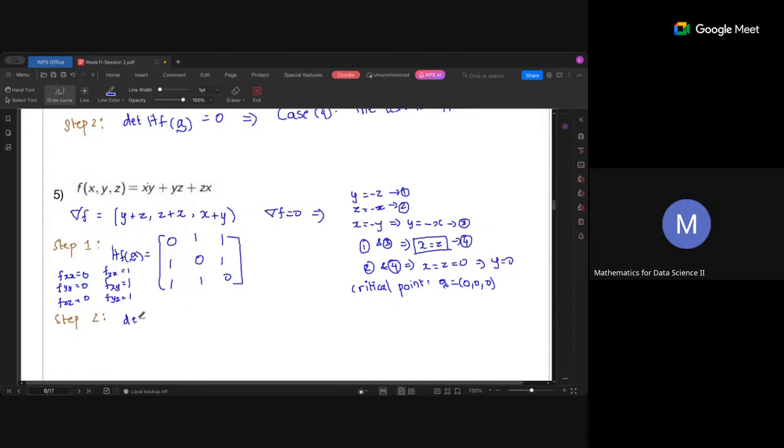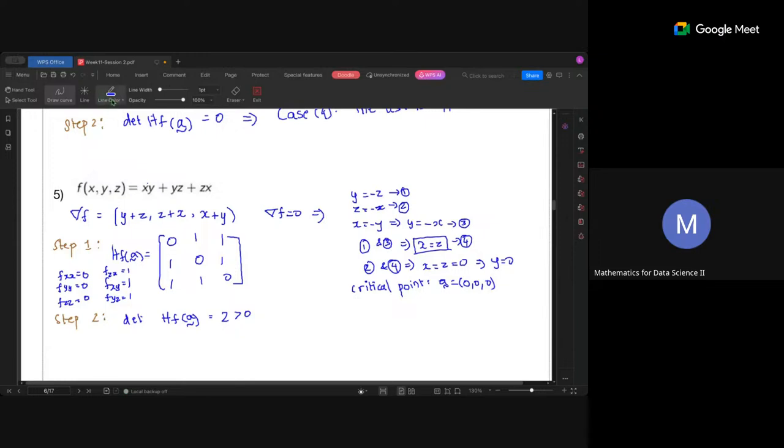Now what is the determinant of your Hessian matrix? Calculate and tell me. Calculate it quickly. Is it 2? Yeah. Are you all getting the same answer? Yes, ma'am. Okay. So now you see that you have a positive determinant.